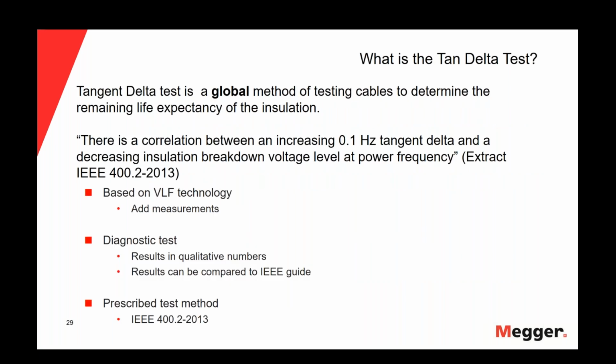So, what is the tan delta test? Well, the tan delta test is a global method of testing cables to determine the remaining life expectancy of the insulation. We know that there is a correlation between an increasing 0.1 hertz tan delta and a decreasing insulation breakdown voltage level at power frequency. Then we know that that correlation exists.